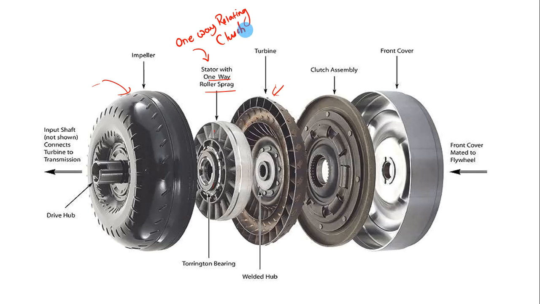Okay, this is the turbine and this is the clutch assembly that is connected to the turbine, and this is the front cover. And these are the different parts, and this is the input shaft that is connected to the turbine transmission. Okay, and this is the drive hub. So this is the actual torque converter that we are talking about.